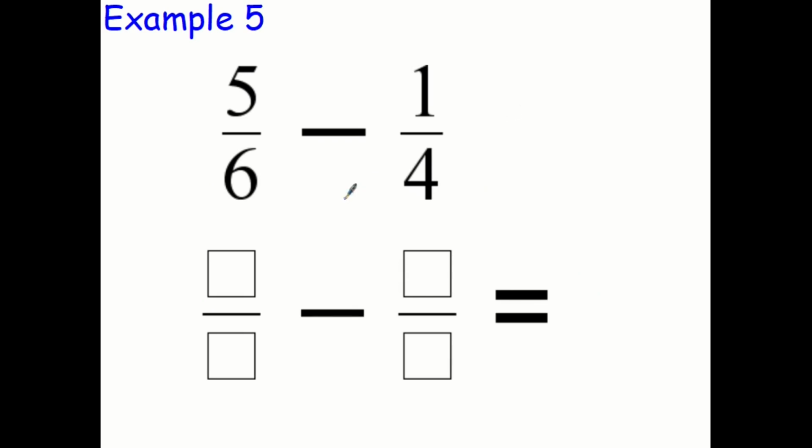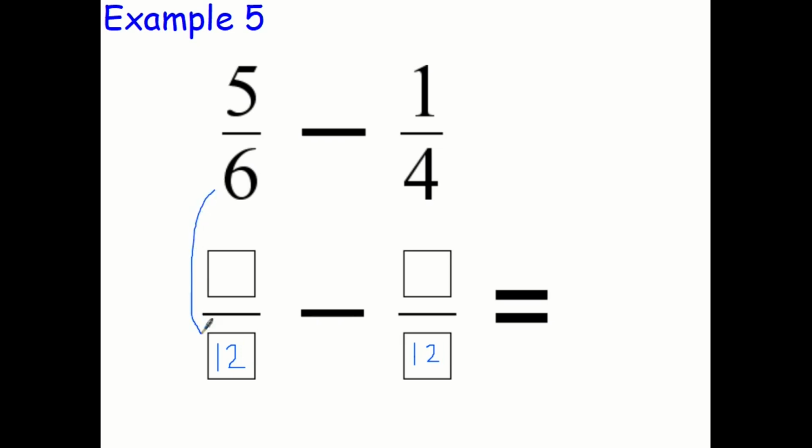Example 5, a subtraction. So here I could do 6 times 4 to give me 24 here. I could do that, that's absolutely fine. You'll end up with the same number, but I'm just wanting to make my life a bit easier, so I'm going to get the lowest common multiple. So what's the lowest number that both 6 and 4 go into? The lowest number that they both go into is actually 12. That means that my numbers are just a little bit easier.